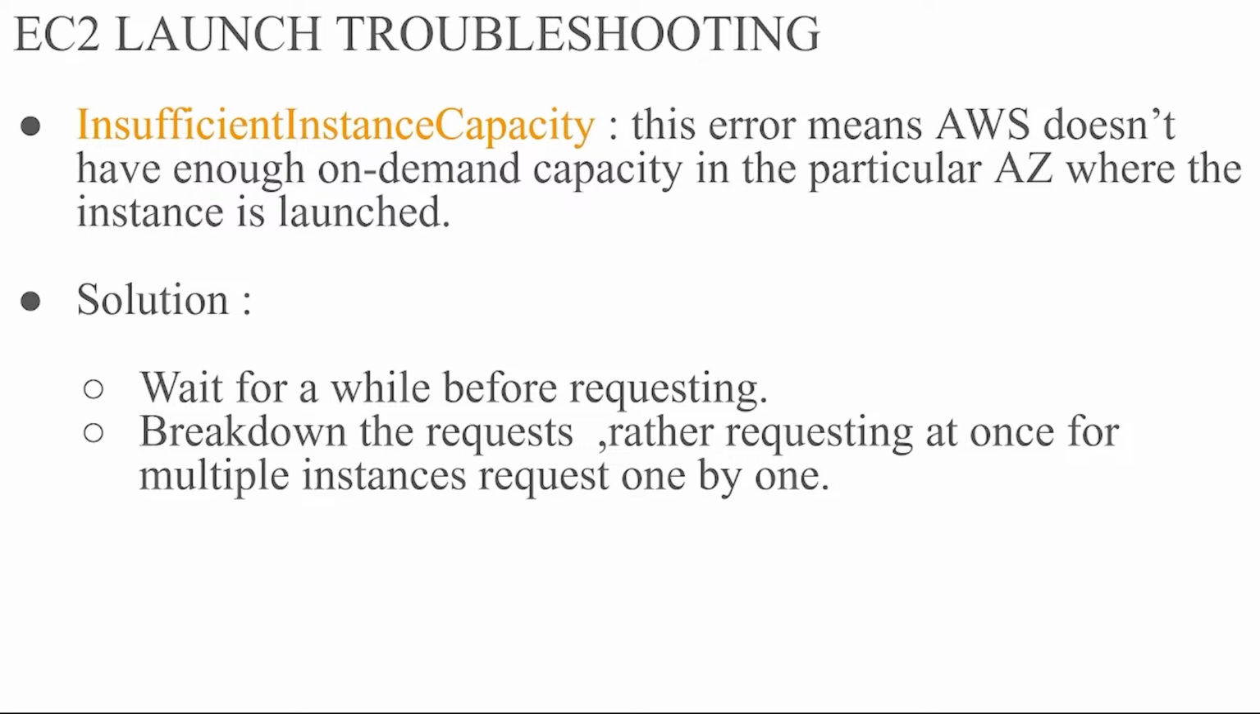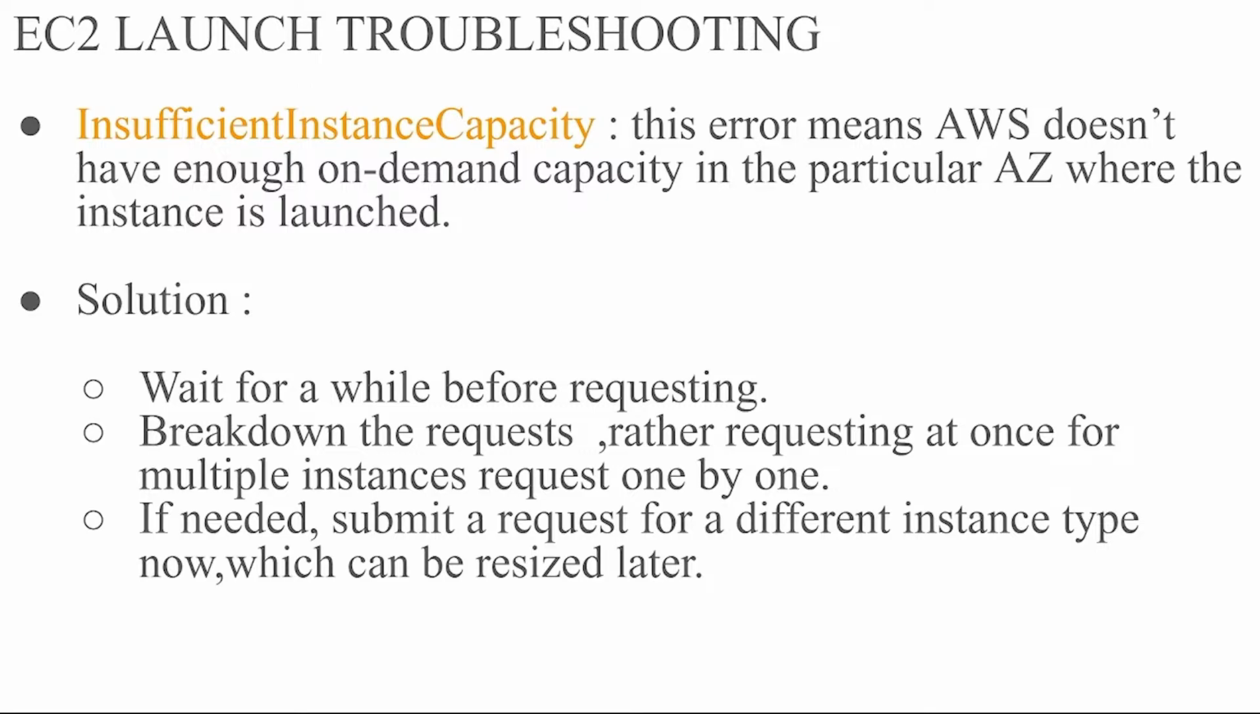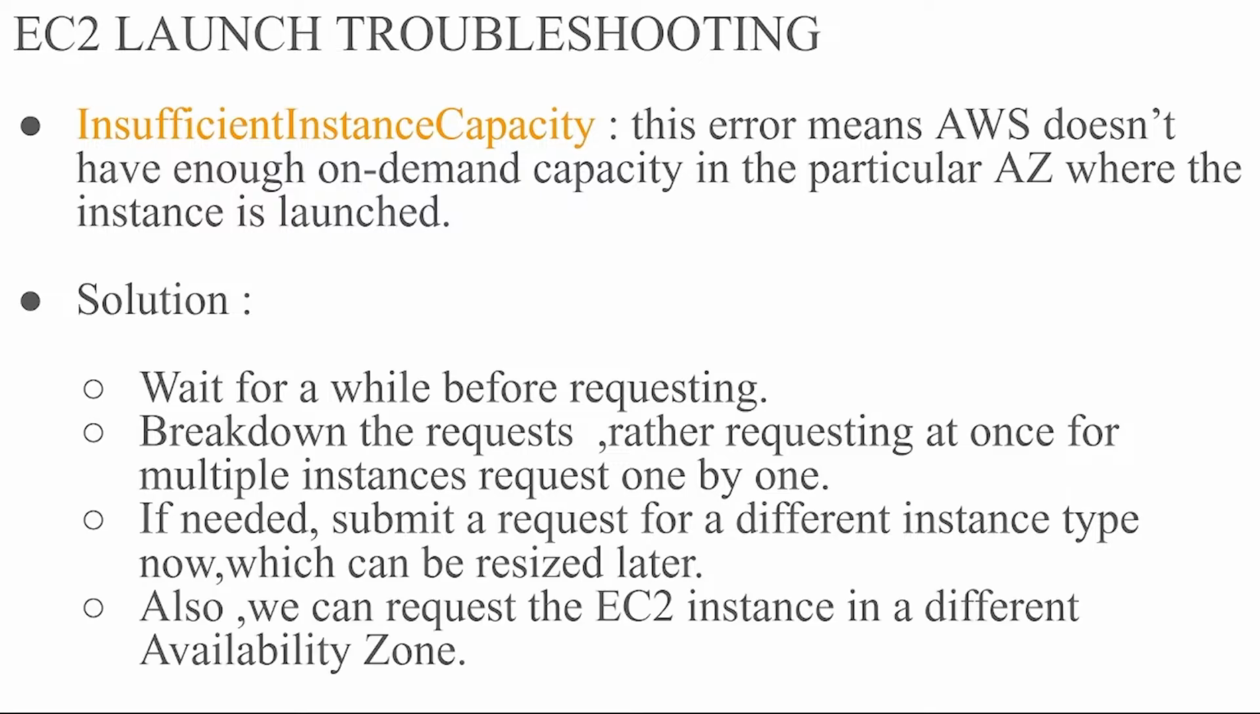Next, suppose you are requesting 5 instances. Rather than requesting all at once, you can break down the request and request multiple instances one by one. If needed, submit a request for a different instance type too, and you can change the instance type as per your requirement, as we have already seen in our previous videos. Also, we can request the EC2 instance in a different availability zone.